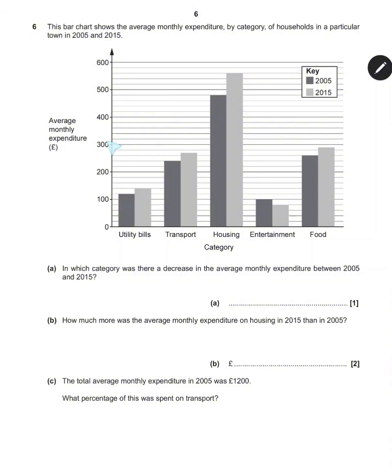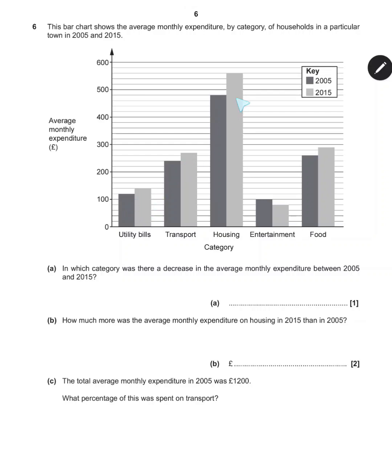Question 6, we've got a dual bar chart to work through. It's showing monthly expenditure. So what money we spent on bills, transport, housing. In 2005, the dark grey, and 2015, the light grey. What we're asked for, in which category was there a decrease in the average monthly spend between dark grey and light grey, 2005, 2015. So we're looking for, where is the second bar smaller than the first bar?